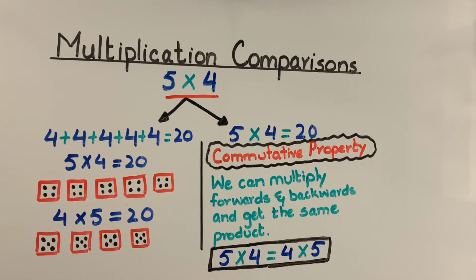What have we concluded? We have concluded from this that 5 times 4 or 4 times 5 both mean the same. This is called the commutative property. The commutative property says when we multiply forwards and backwards, we get the same product. 5 times 4 equals 4 times 5. This is the commutative property.